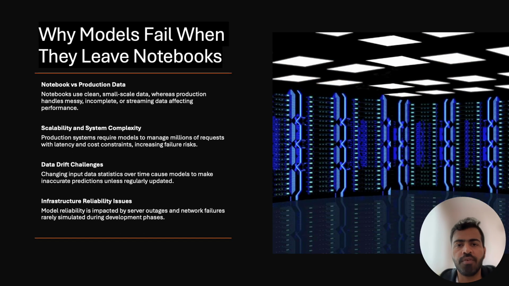Machine learning models often perform well in controlled notebook environments, but fail when deployed in production due to fundamental differences in context. In notebooks, everything is controlled. Clean data, small data set, one person working on that, one machine, no users, no failures. But when we talk about the production system, everything gets changed. Messy data, large volumes, multiple users, APIs and system, latency, cost, failures. So the production is not harder because of ML. It is harder because of systems.